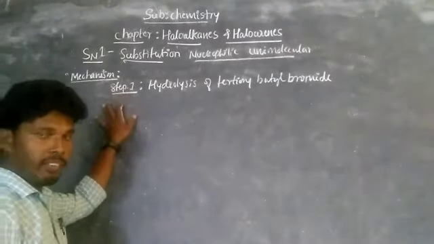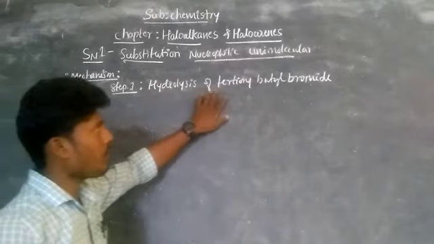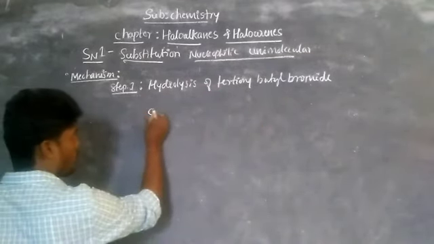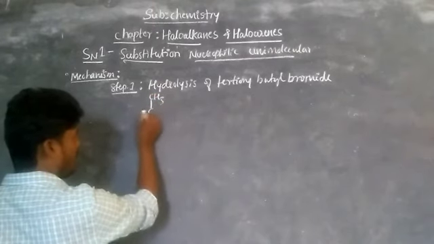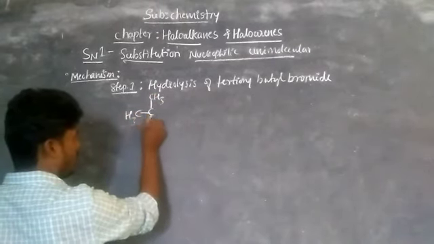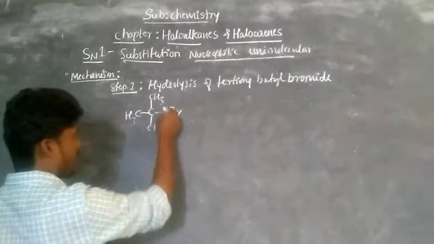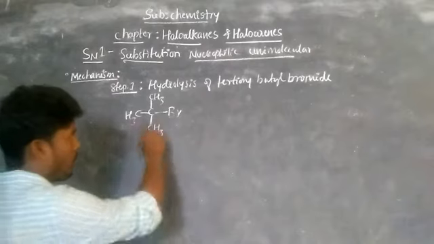The first step in the mechanism is hydrolysis of tertiary butyl bromide. You know the tertiary butyl bromide is CH3, bond CH3, bond CH3, bond Br. Okay, this is the tertiary butyl bromide. So here it will be hydrolyzed.